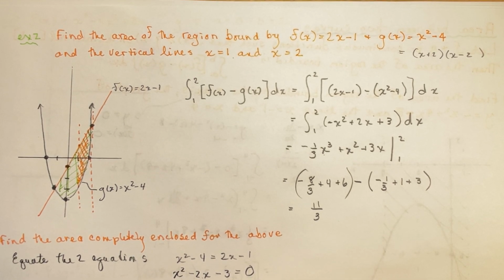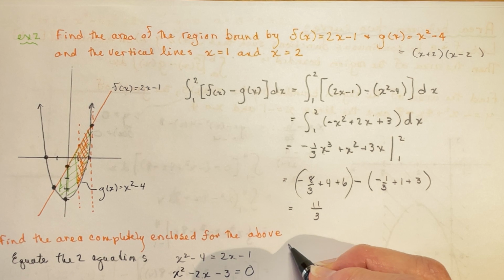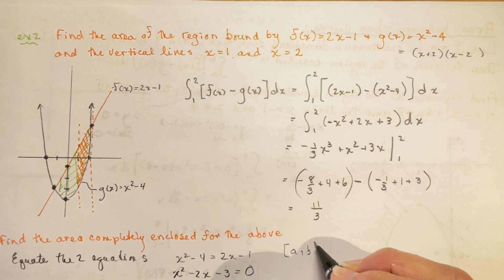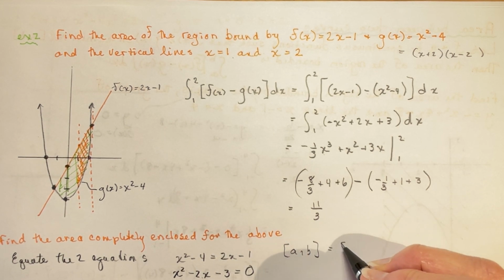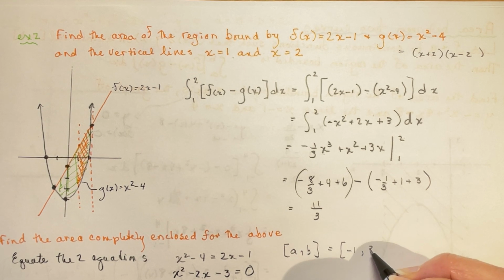If you're having trouble with factoring, you can go back to some of my previous lessons, maybe as far back as grade 10 might be a good review. So that means x equals minus 1 and x equals 3 are my boundaries. So my a and b here that I'm looking for is going to be minus 1 to 3.